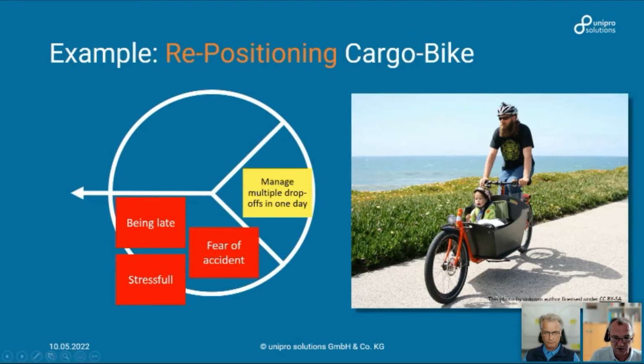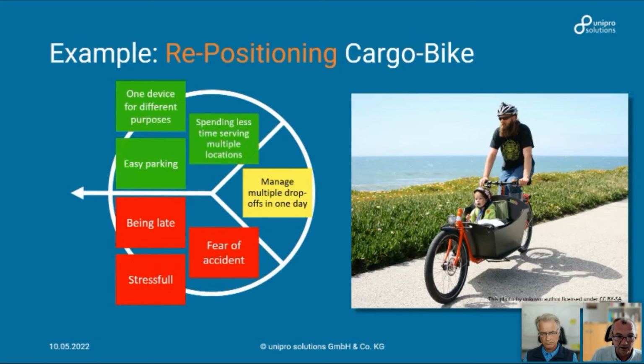But after she bought the cargo bike, she was really a happy camper. So the gains were, well, we have one device for different purposes. I can bring the kids to school, drop them off. I can do grocery shopping. I can haul stuff from our garden to the utility and drop it off. It was much easier parking them than with a car, and then also spending less time serving multiple locations. So she had much more time for herself during the day.